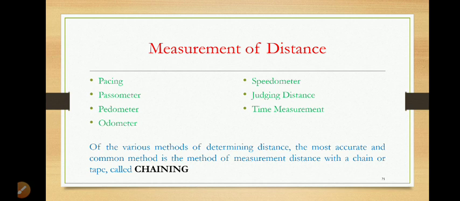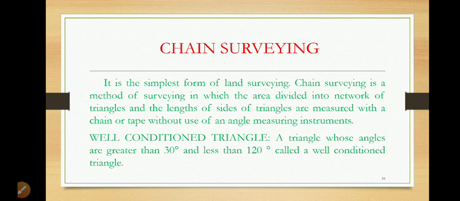The most accurate and common method of measuring distance is with a chain or tape, called chain survey, the simplest form of land surveying. Chain survey is the method of surveying in which the area is divided into a network of triangles and the lengths of the sides of the triangles are measured with a chain or tape without using angle measuring instruments.